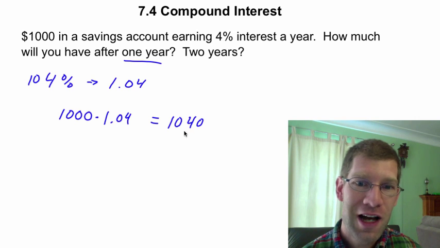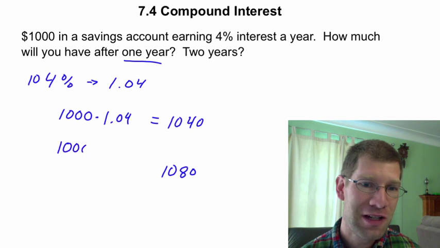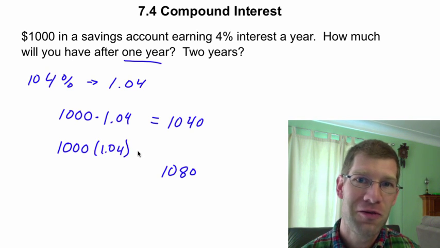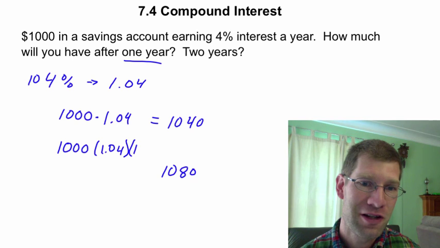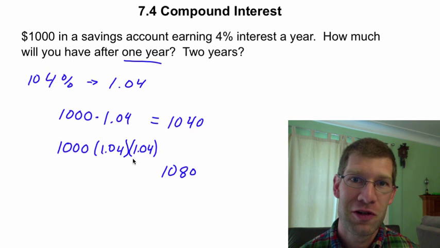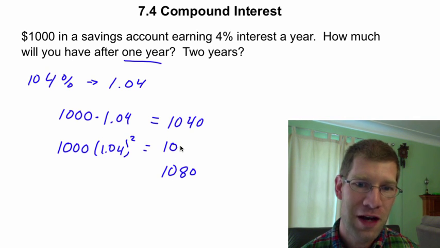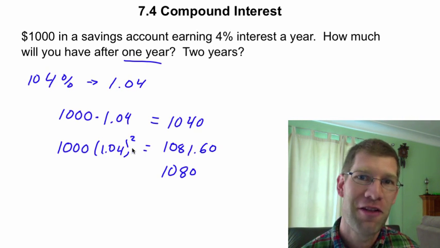Now for 2 years, a lot of times people say, well, it's going to be $1,080. I'm getting $40 back from the bank a year. But what's really happening is you have $1,000, and in that first year they're going to give you 4% interest, so you have $1,040. Now in that second year you're earning interest on $1,040, not $1,000. So you actually get a little bit more when you do this 1,000 times 1.04 times 1.04, or probably you just write 1,000 times 1.04 squared. Instead of 1,080, you actually end up with $1,081.60. So you get an extra $1.60 off that $40.